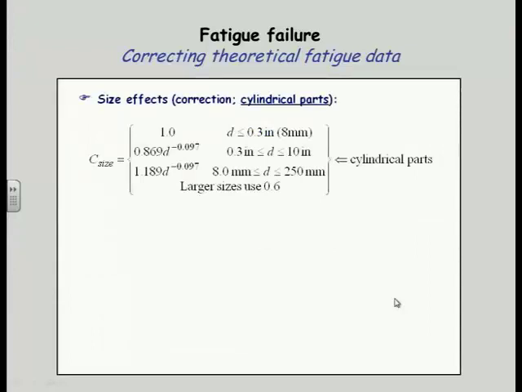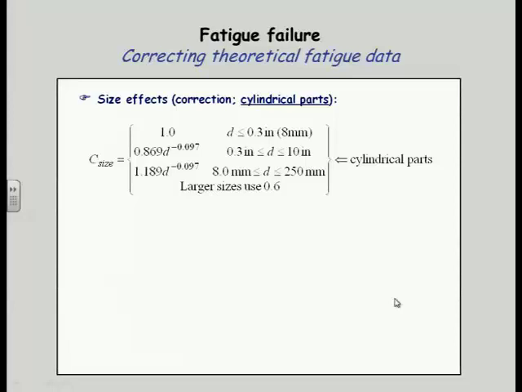Size correction. As I said earlier, if I have a bigger part, it's more likely to have flaws in its cross-section, no matter how it's loaded. The specimen is 0.3, so if the diameter is less than or equal to 0.3, we call this C size 1. If it's greater than that, we take an empirical formula that I think Shigley and Mischke came up with some years back. With those coefficients and exponents, we sort of track the data. There's a lot of scatter in the data, but there's plenty of data available, so it's a fitted curve to the data. So I can use that formula.